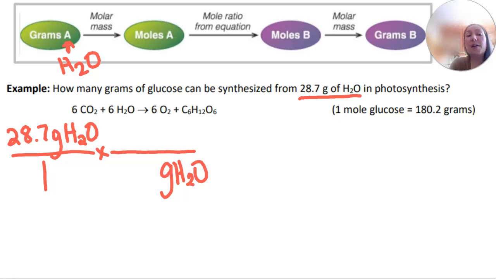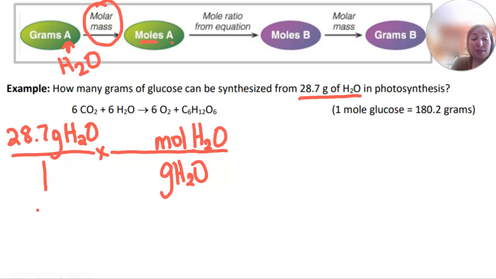From grams of water, we have to first convert to moles of water. So we'll want to go to moles of H2O. Here's where that two-part unit just becomes so vital. To do that, we need the molar mass of A, of water. We're not given that. We were given the molar mass of glucose, but we can calculate the molar mass of water.